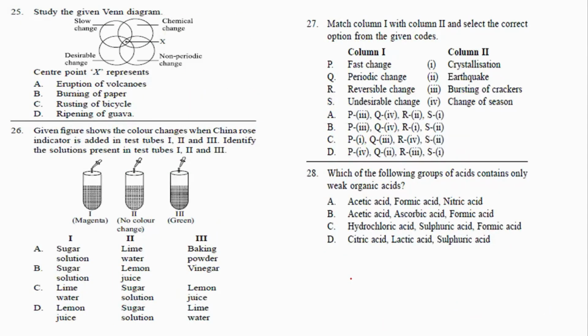Okay. Now we come to question number 25. In question number 25, we have a Venn diagram. So in the Venn diagram, we have 4 circles. So this is 1, this is 2, this is 3, and this is 4. So 1 is saying it is a slow change, 2 is saying it is a chemical change, 3 is showing it is a non-periodic change, and 4 is showing it is a desirable change. And X is in the middle. That means it is having all the 4 properties. What should it be? Eruption of volcano. It is a chemical change, but it is not a desirable change, and it is not a slow change.